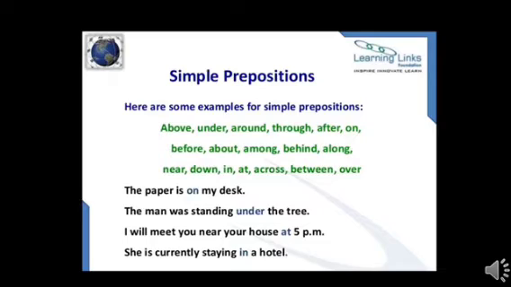I will meet you near your house at 5 p.m. So at is the preposition. She is currently staying in a hotel. So in is a preposition. So all these prepositions are simple preposition.